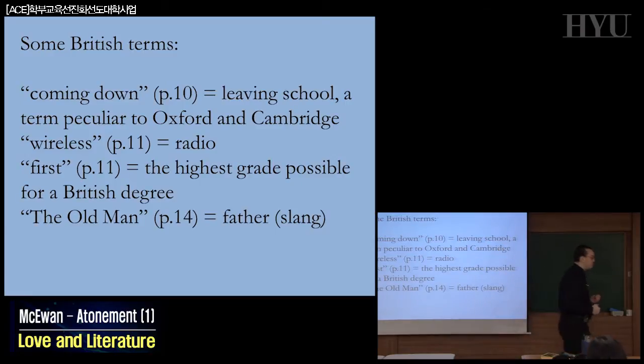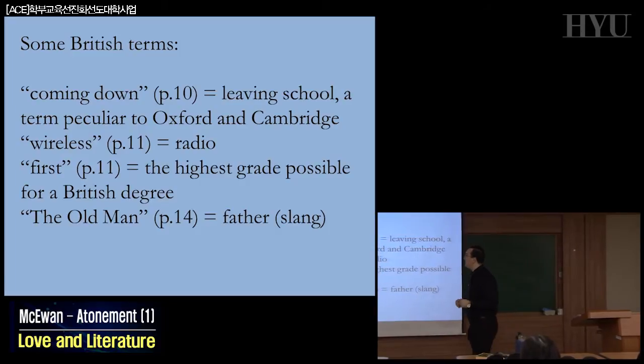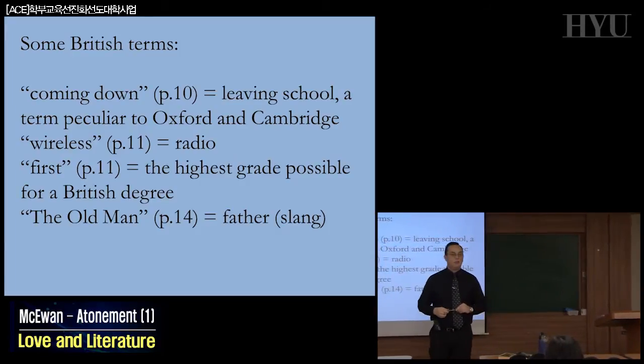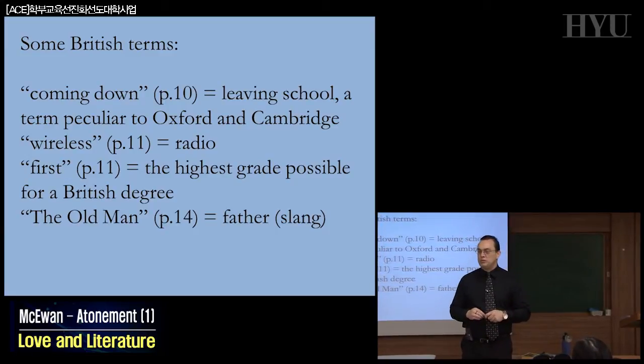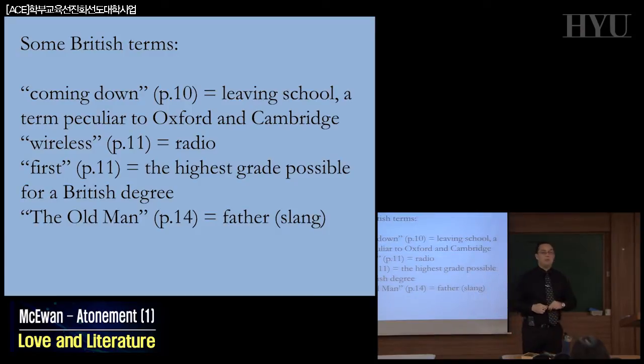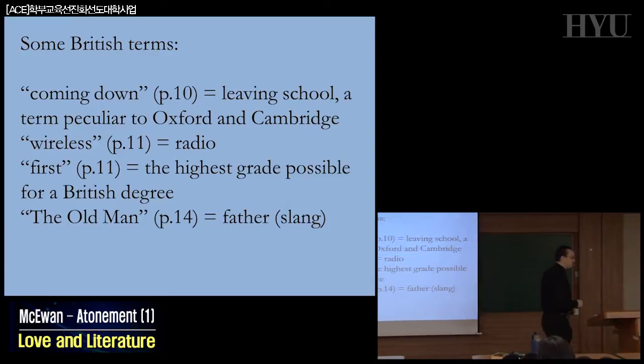So first of all, on page 10 of our course packet, they use the term coming down, right? And this is a very peculiar term that is used usually with regard to Oxford or Cambridge universities. And it means when you leave there, right? Either for the end of the semester, or in this case, because they're talking about Robbie, he's just graduated from Cambridge, right? So it means that he has just come down, means that he has just graduated from there in this case. All right.